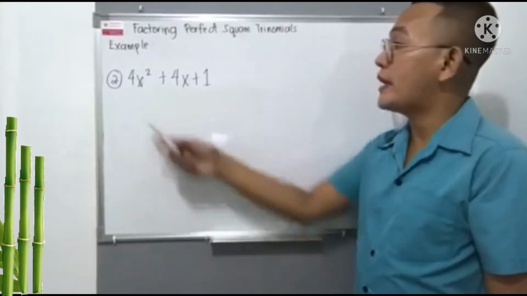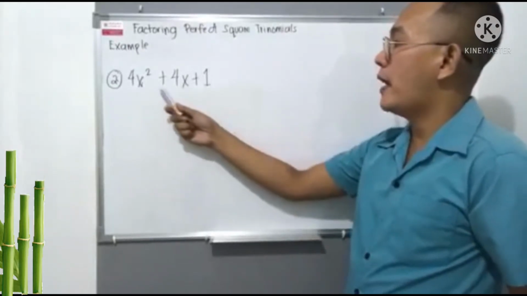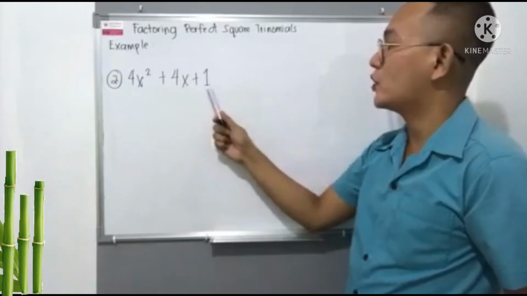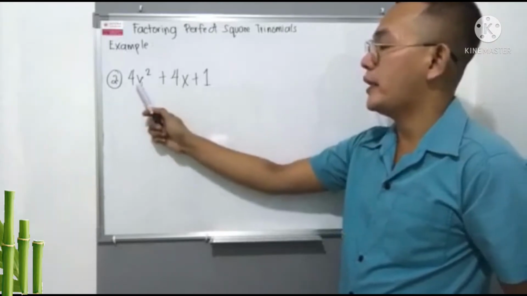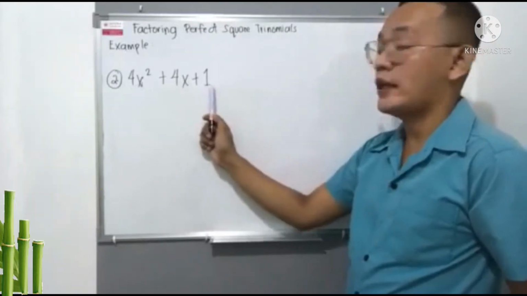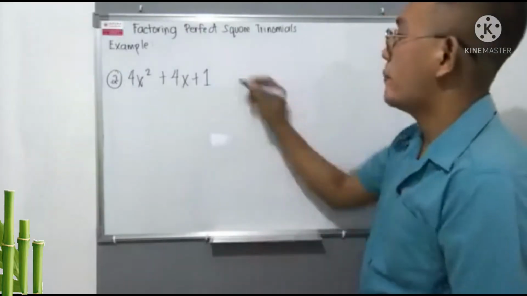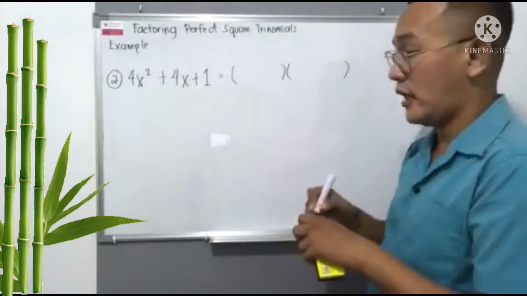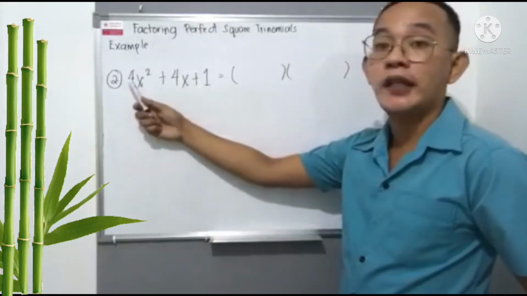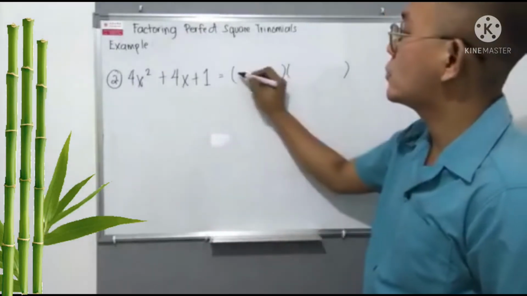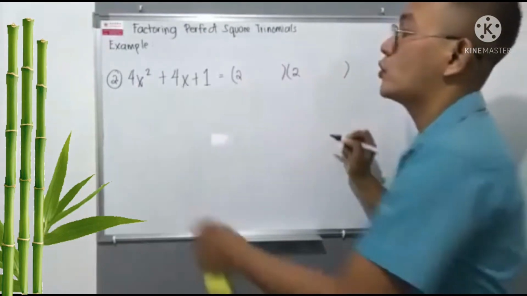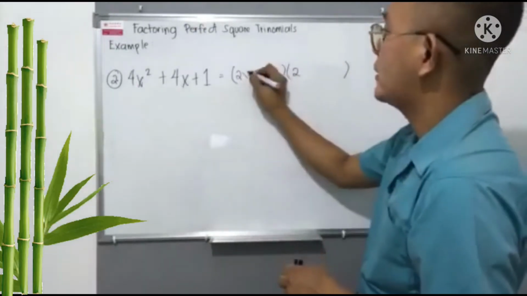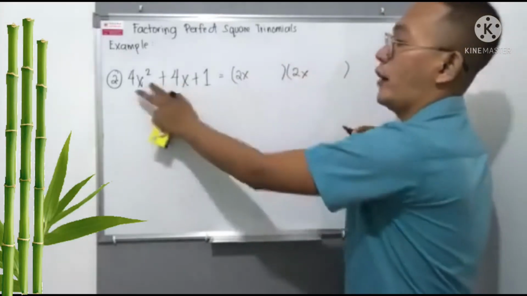Example number 2, we have 4x squared plus 4x plus 1. So, observe natin yung first term at last term natin. 4x squared is a perfect square, and then 1 is also a perfect square. Okay, proceed tayo sa factoring. So, gawa tayo ng dalawang parentheses. Okay, what is the square root of 4? The square root of 4 is 2. 2 times 2 is equals to 4, and then the square root of x squared is x. So, x times x equals to x squared.